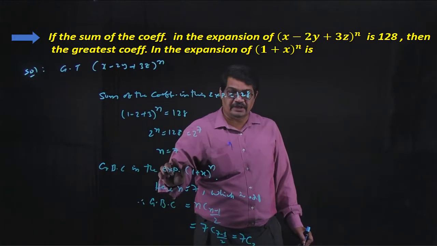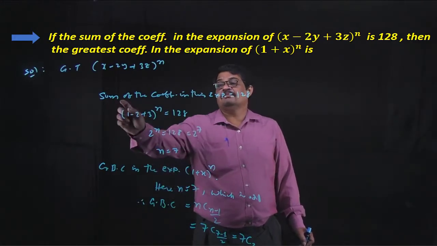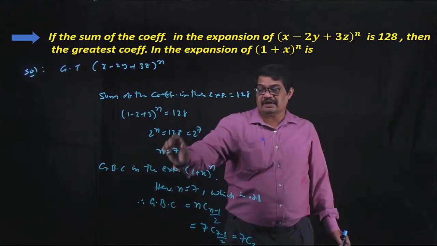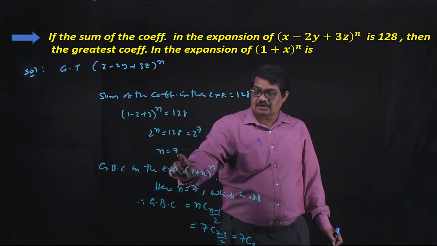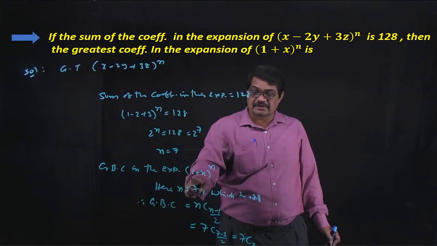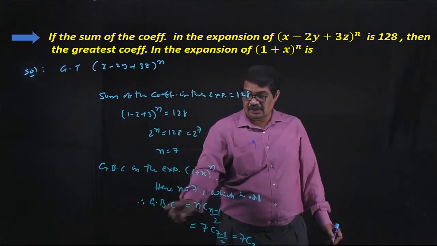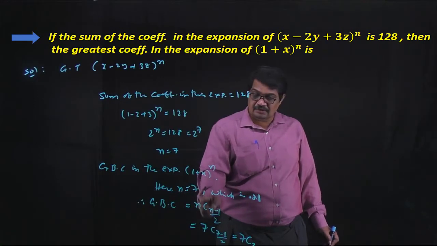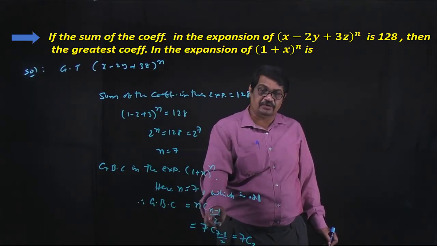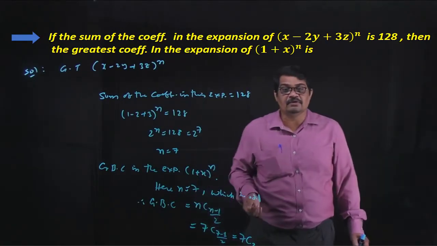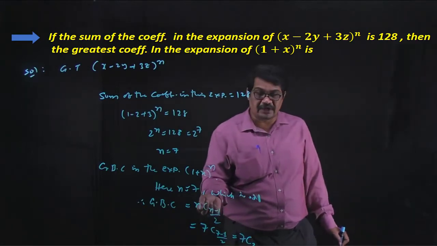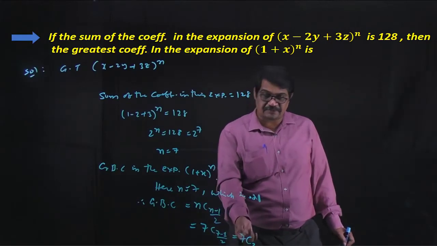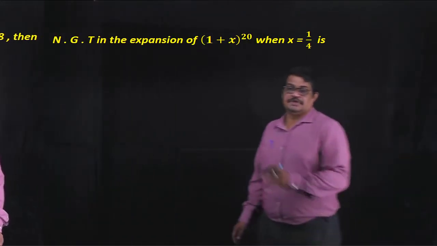First we have to find n. How to find n? The sum of the coefficients in this expression is 128. From that we get the n value. Here for n, in this expansion (1 + x)^n, n is an odd number. Therefore nC((n - 1)/2) is the greatest binomial coefficient. So now we have to substitute n is 7, 7C((7 - 1)/2). Okay, see the another problem.